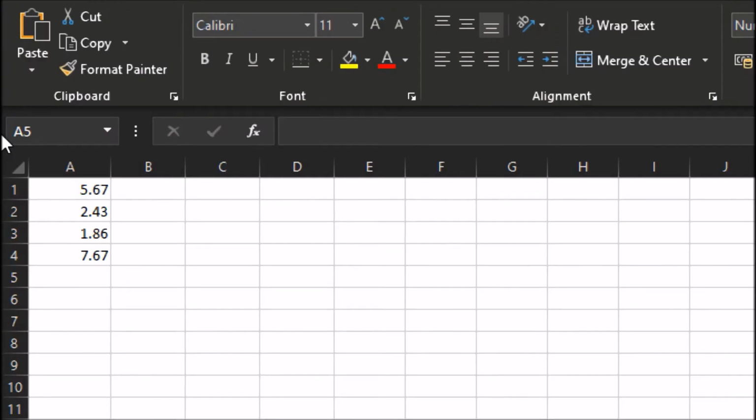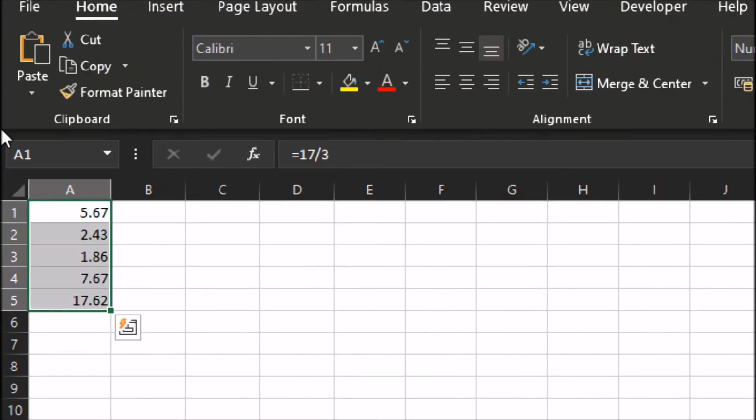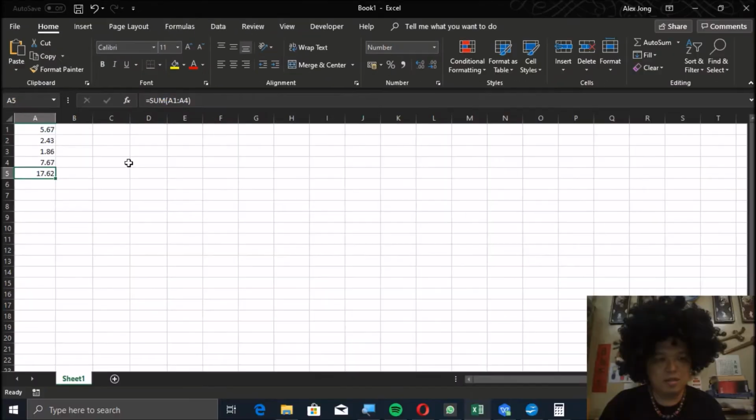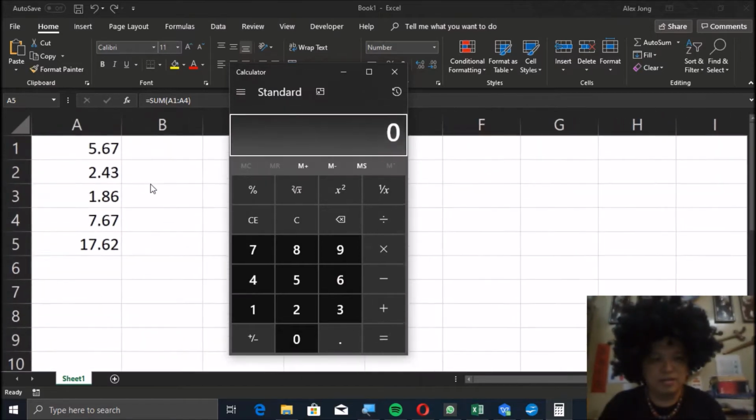How do you add this up? You highlight all this and then go to AutoSum. It's under Home. You should get 17.62. So I've got a calculator here just to check whether this is correct or not.